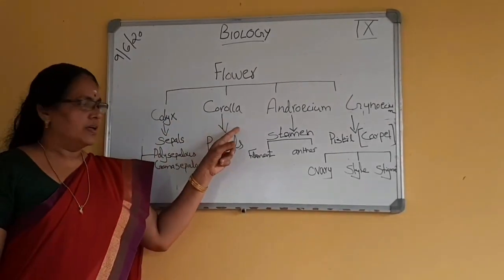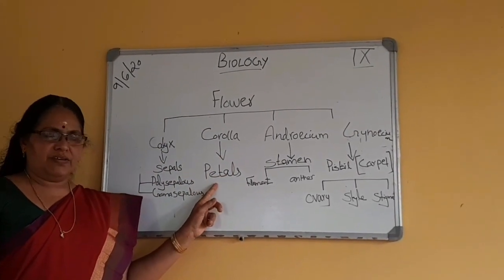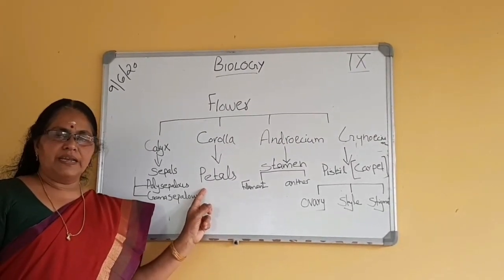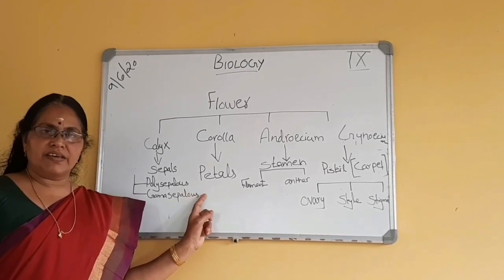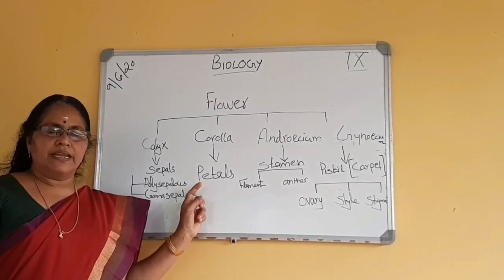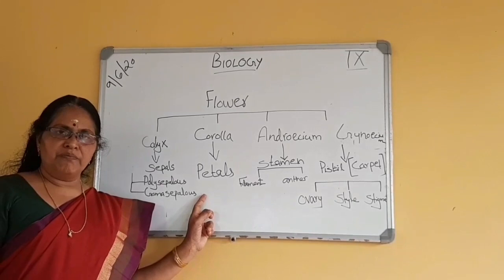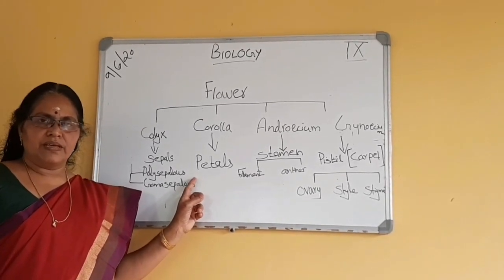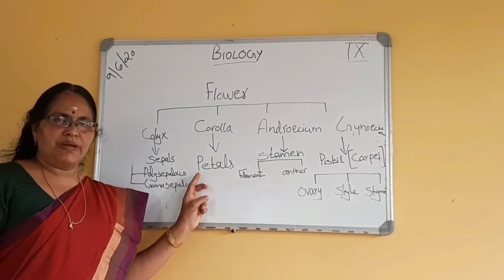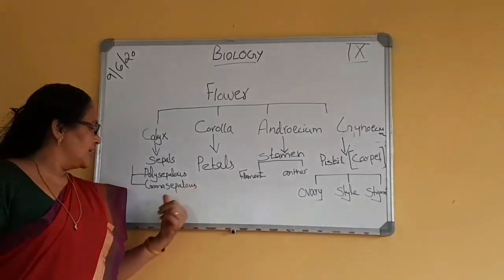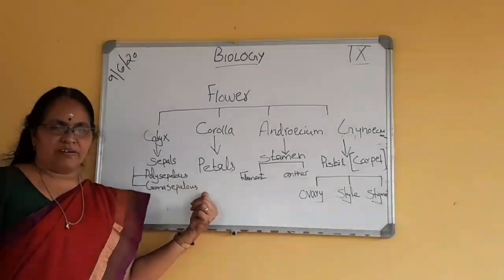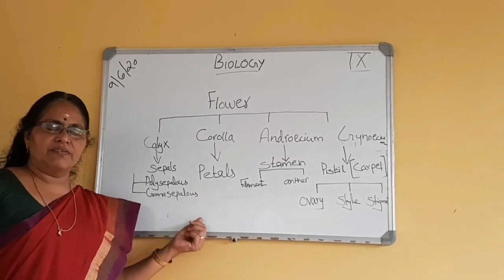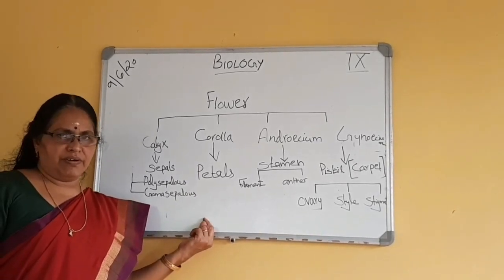Next is the corolla. Corolla consists of petals. Petals are the brightly colored part of the flower. Their bright color is to attract the insects for pollination. The number of petals may be varied from flower to flower. If the flower contains the petals which are free, then we can say polypetalous flower. If the flower contains the petals united, then we can say it is a gamopetalous flower.